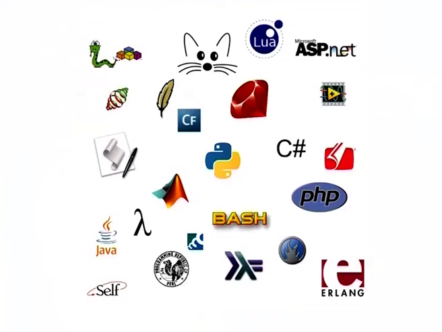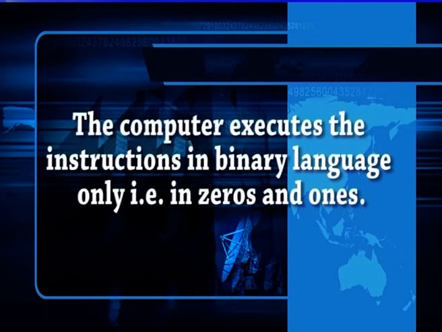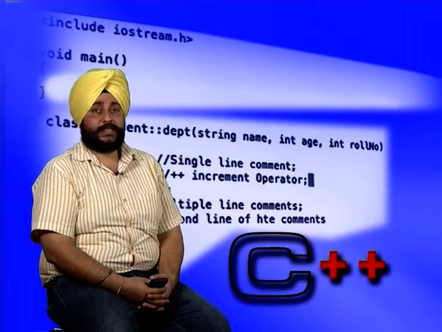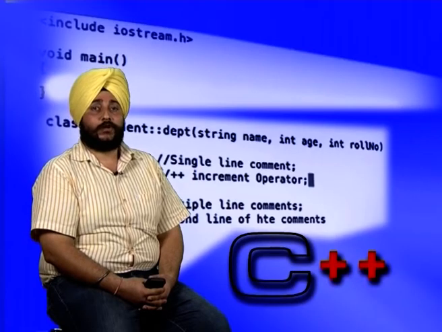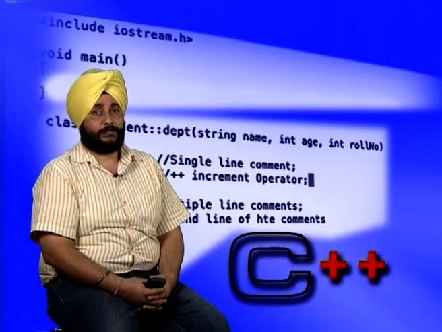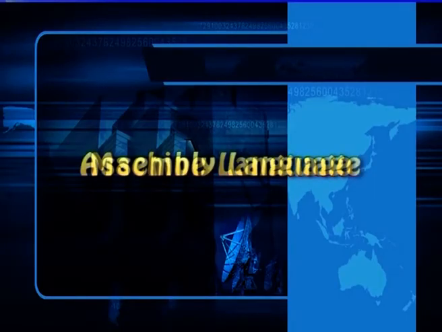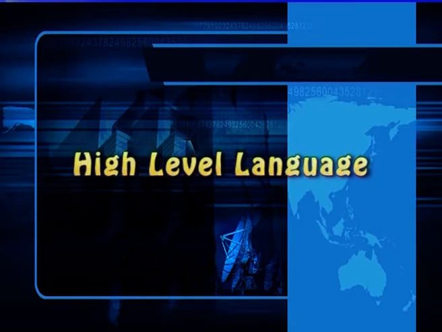The computer executes instructions in binary language only, that is, zeros and ones. A program written in any other language needs to be first translated to machine language before it is executed. Programs written for a computer comprise the following languages: machine language, assembly language, and high-level language.